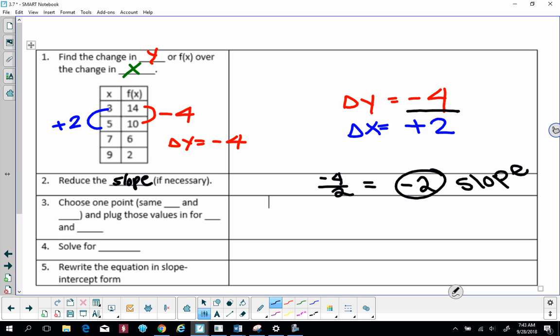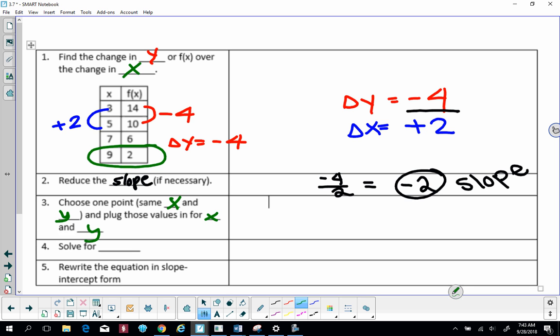Next thing, we're doing the same exact thing as the last one. Choose one point, the same x and y, and plug those values in for x and y. So you can choose any of these, but just make sure they're the same. Like I can't choose 9 and 6. It has to be buddies right next to each other. So right here, I'll choose like 9 and 2.